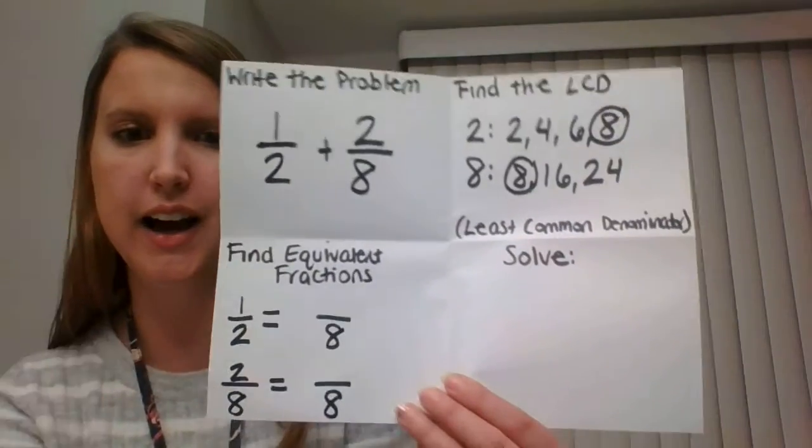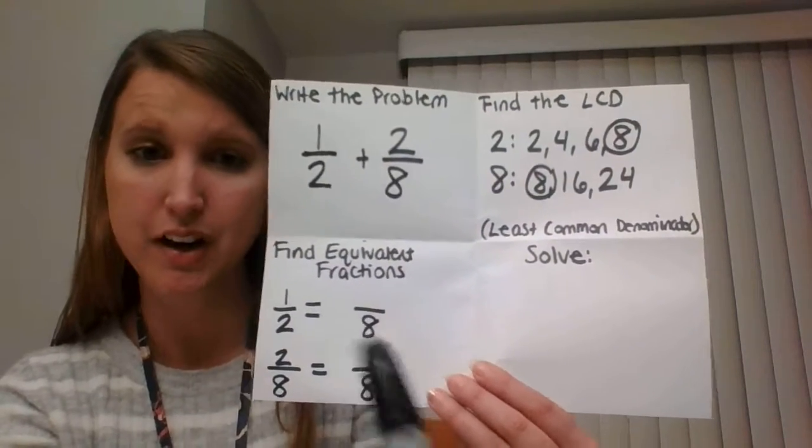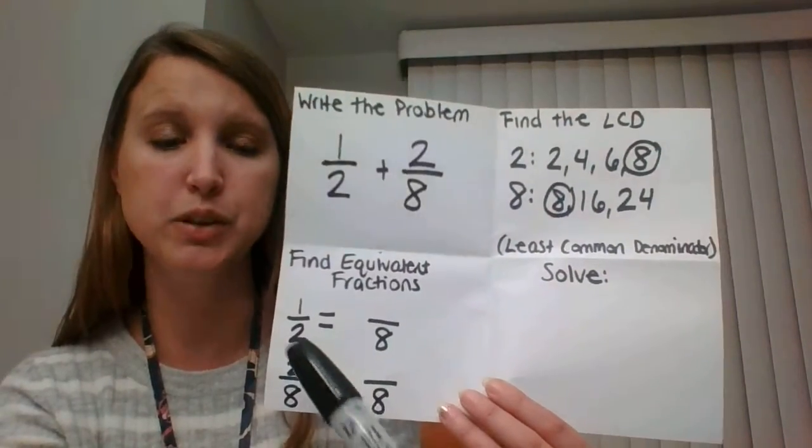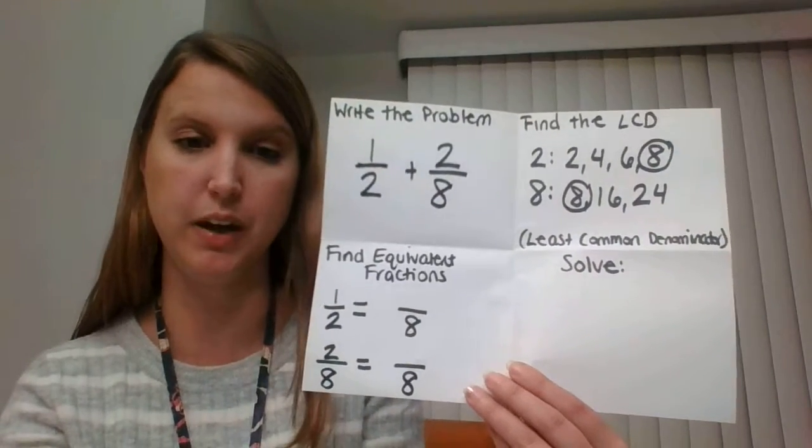Okay, now it's an equivalent fraction, so I'm going to put my equal symbol, and I'm going to make my denominator on the other side 8. Well, where did I get 8 from? Let's take a look at what I did. 8 was my LCD. That's my least common denominator. By doing this process, I'm going to now allow both of my fractions to have the same denominator.